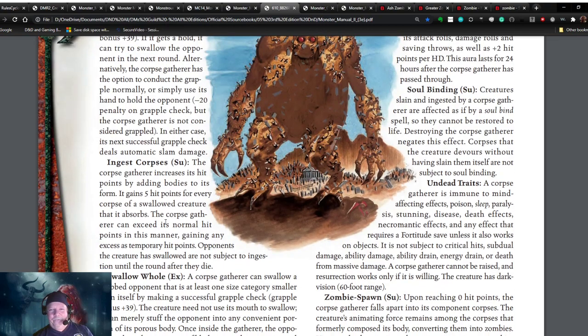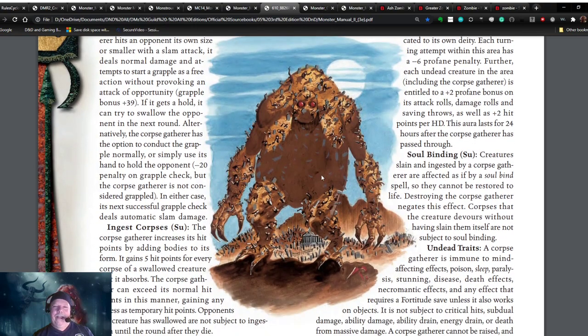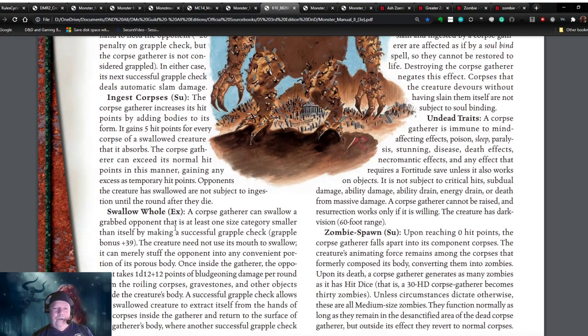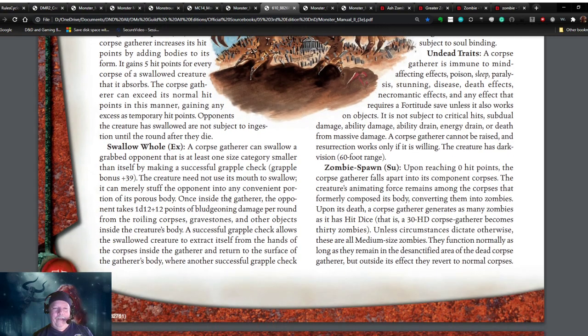Holy cow. So the entire graveyard is just getting up and walking around and trying to find more corpses. It can swallow a grabbed opponent that is at least one size category smaller. It need not use its mouth to swallow, merely stuff the opponent into any convenient portion of its porous body. Once inside, the opponent takes 1d12 plus 12 points of bludgeoning damage every round from the roiling corpse's gravestone and other objects inside the creature's body.